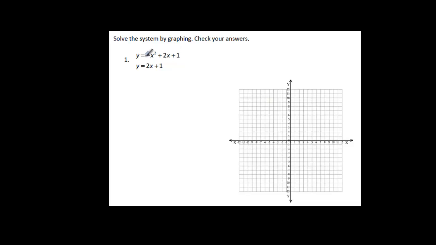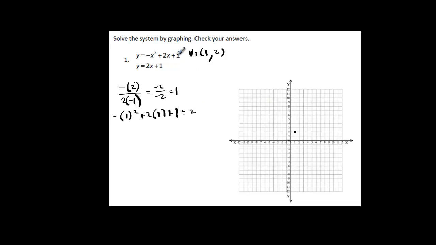It's always good to find the vertex of this. So the opposite of b over 2a is going to be negative 2 over negative 2, which is 1. So the vertex for this one's going to be 1, comma. Let's plug 1 in and find out what it equals. The opposite of 1 squared is negative 1, plus 2 is positive 1, and then positive 1 plus 1 is going to be 2. So the vertex is going to be at 1, 2.